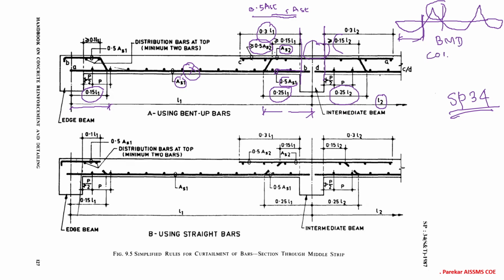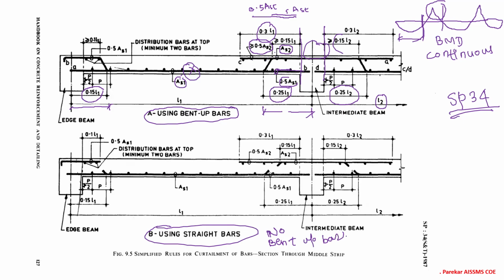You should be in a position to draw this BMD, and then answer the question or draw the reinforcement. The same is given below. You can see B, using straight bars. So what is the difference between these two diagrams? Here they have used part A, that is using bent up bars, and here using straight bars, which means here we do not have bent up bars.